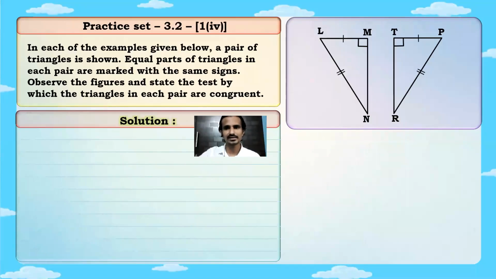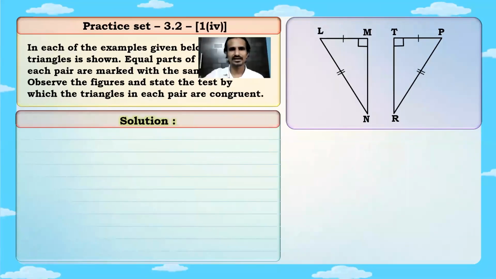So in these two triangles, for the first triangle LMN, the hypotenuse is LN, and for triangle TPR, hypotenuse is PR. So yes, the hypotenuse are equal. And then there is another side LM and TP, so the triangles will be congruent by hypotenuse side test. All right, so let's see this. What we should do here is, in triangle LMN and triangle TPR, we will get first the right angles.